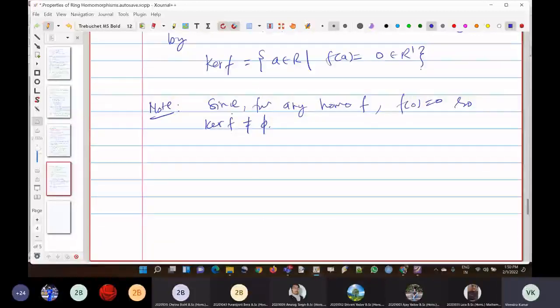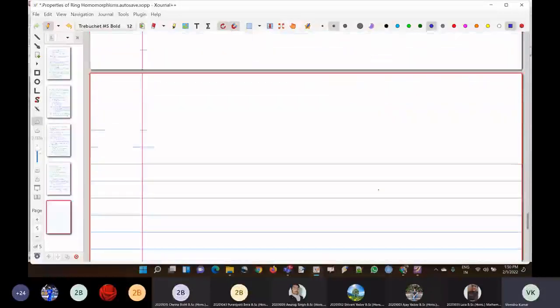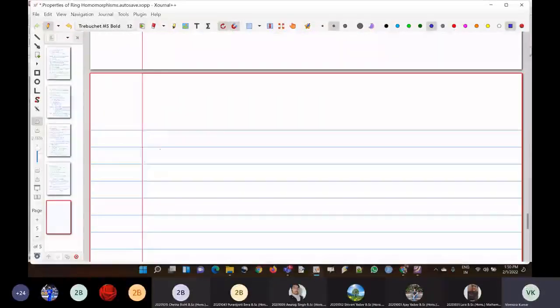So this is the question: is the kernel of f a subring of R? I want your reply on it. You can try it out. Try yourself. Some other interesting property is that, let us see.